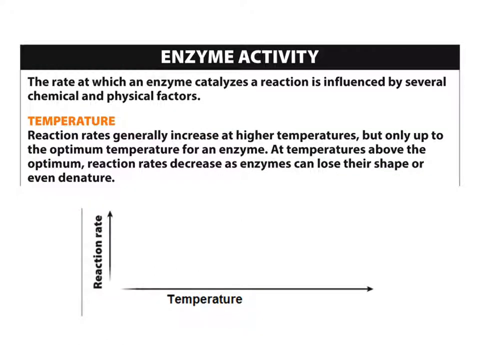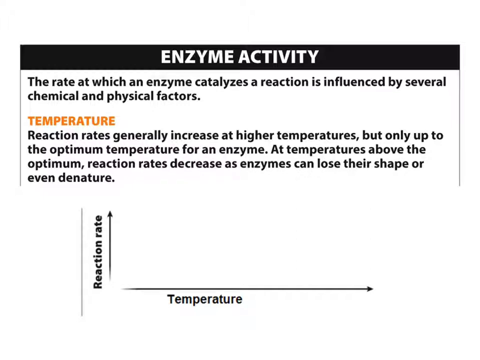Another factor we can look at is temperature. Temperature is very important for proteins in general. If you heat up a protein too much, it's going to lose its shape and denature. On the opposite end of the spectrum, enzymes that are too cold do not react very rapidly either. This is because when we measure temperature, we're measuring molecular movement.